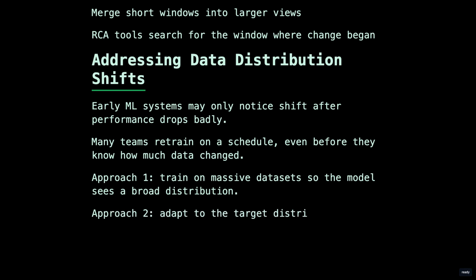A second strategy tries to adapt a model to the new distribution without labeling fresh target data. That line of work includes unsupervised domain adaptation, but it is still less mature and much less common in industry than retraining with labels.